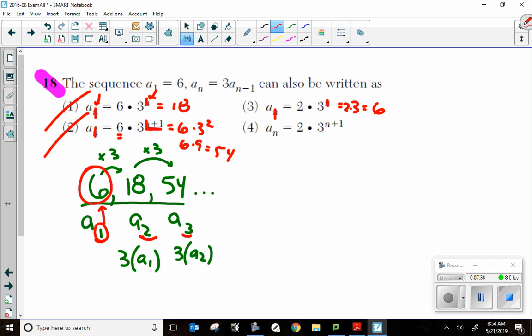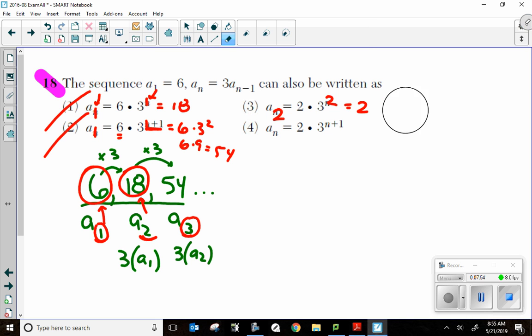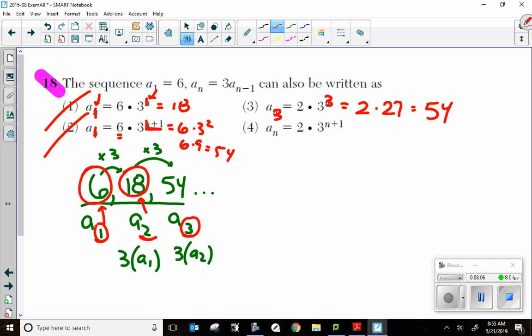Let's see what happens if I put a 2 there. Let's see if I get 18. Okay, let's cross this out. Let's put a 2 here and a 2 here. That's 2 times 3 squared, which is 9. 2 times 9 is 18. Oh, hey, look at this. Let's try putting a 3 there for my N's. If I put a 3 here, I've got to put a 3 here. That's 2 times 3 cubed. 3 cubed is 27. If I multiply 27 times 2, I get 54. Look at that. Bam, that matches exactly.